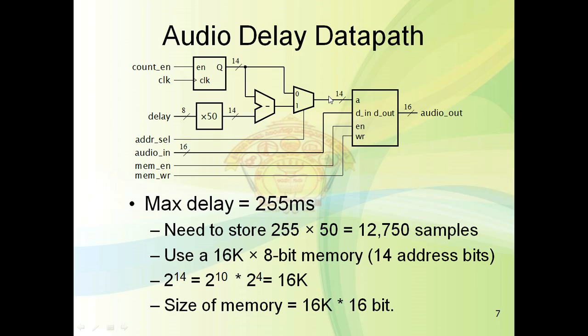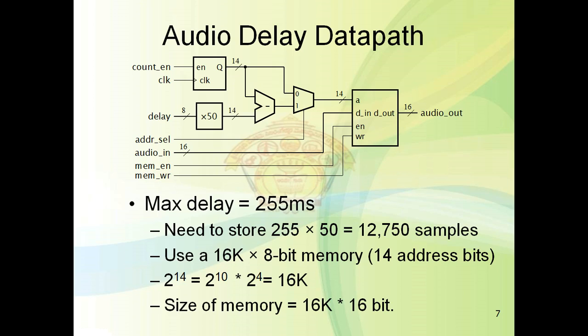So we require memory, a counter to generate addresses, a delay unit, the subtractor, and then a multiplexer to select the addresses. So this is your audio echo effect unit.